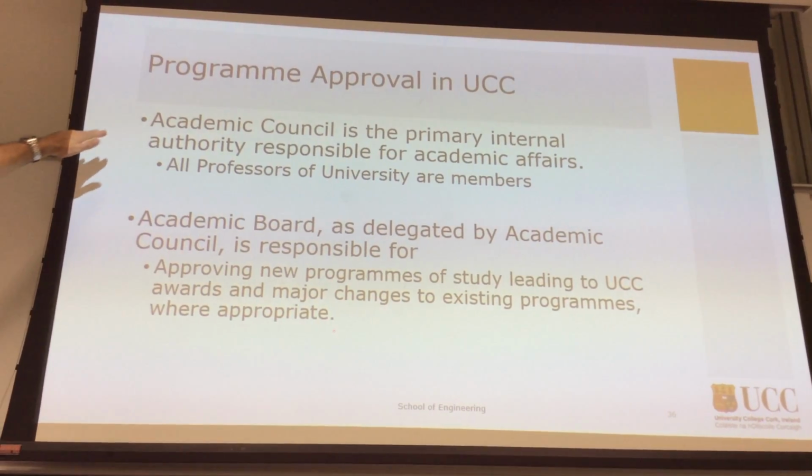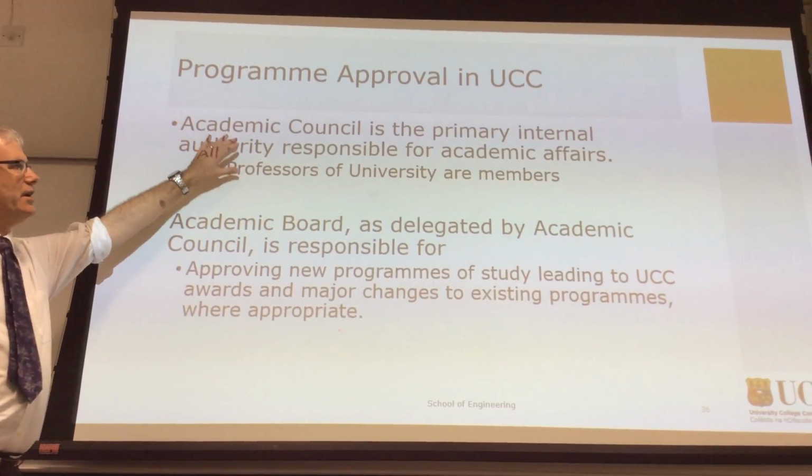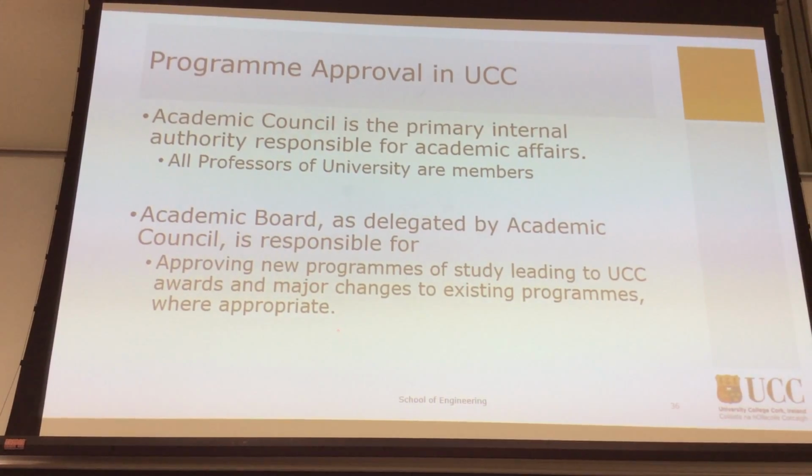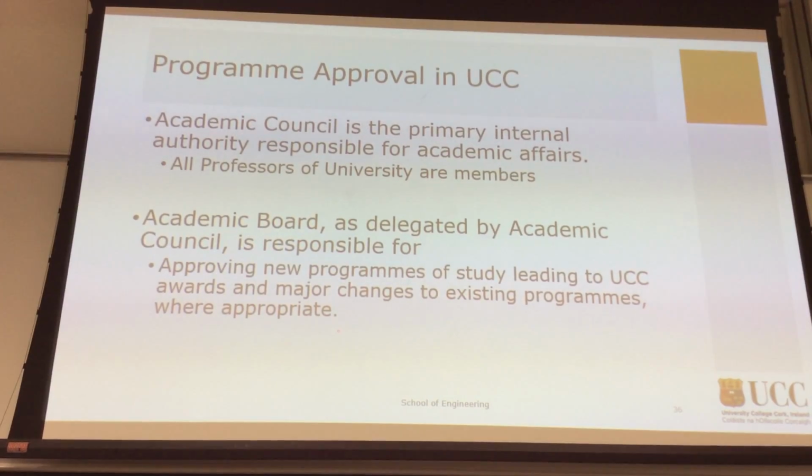So Academic Council is the primary internal authority responsible for academic affairs. So the way UCC is organised is we have a governing body which contains internal members and external members, and the governing body is basically responsible for the finances of the university. And the president of the university reports to the governing body.